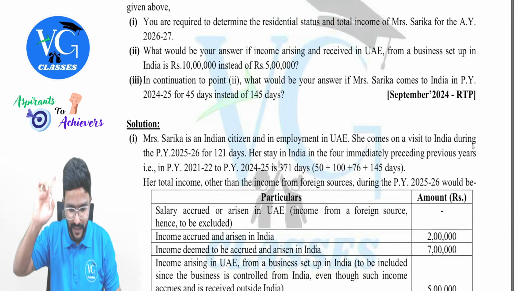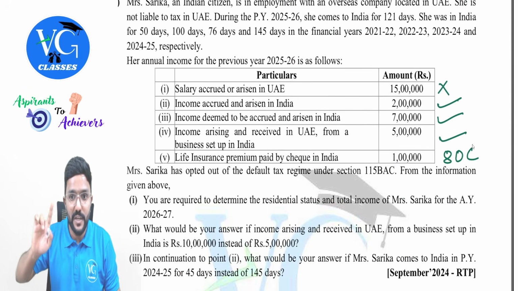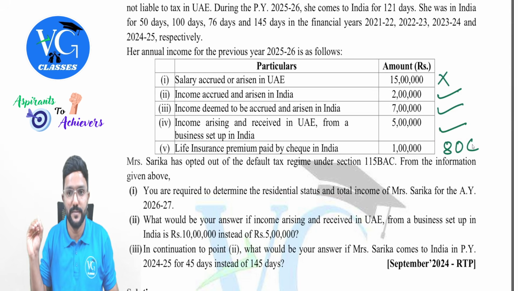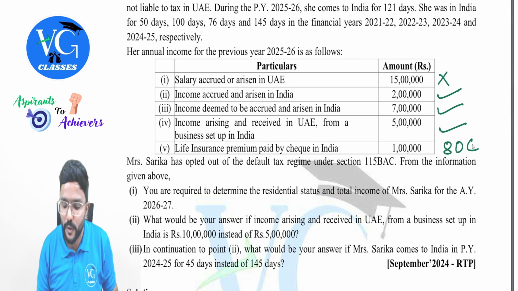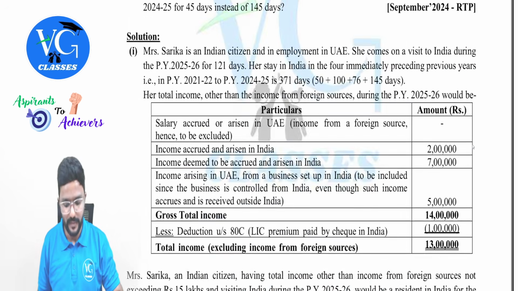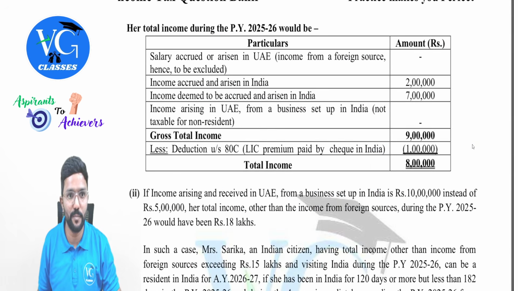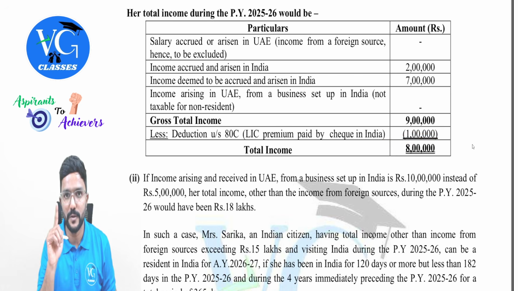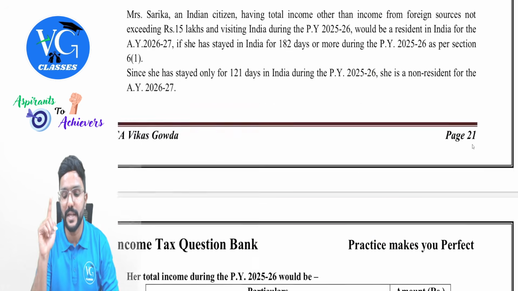Now the figure will change. As she is a non-resident, should we consider this figure? No, guys. We should not consider. So what will be our total income? 2 plus 7 minus 1. Correct? Yes. So please be careful. Our total income during the previous year 25-26 would be 8 lakhs. Hope you understood. Please don't get confused. Don't take the same figure.